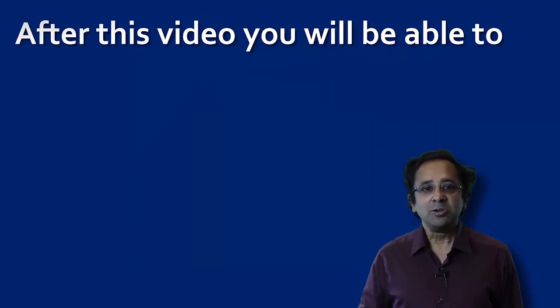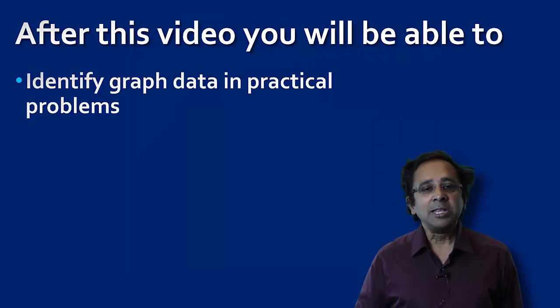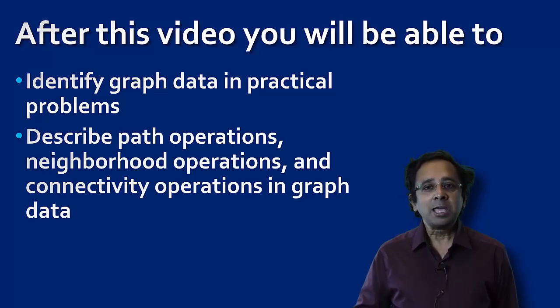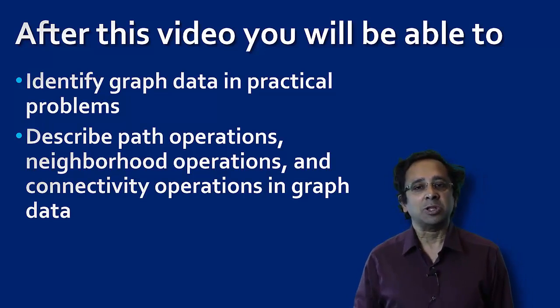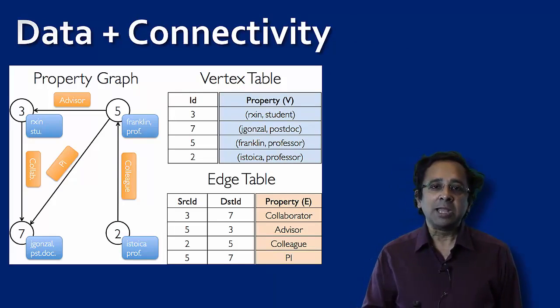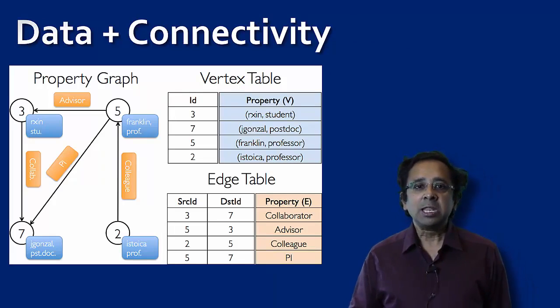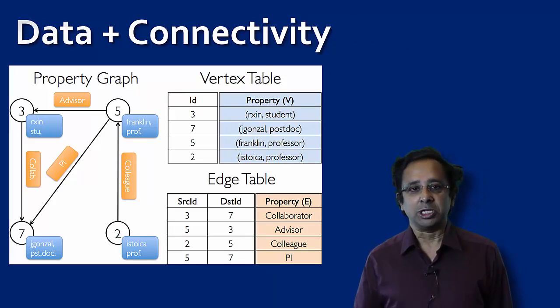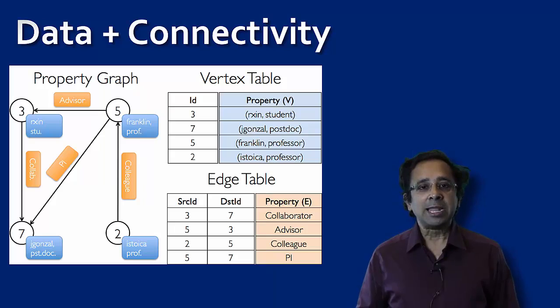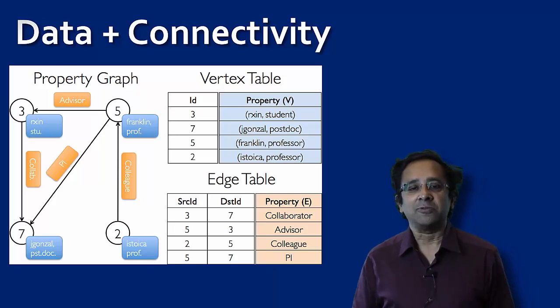So after this video, you'll be able to identify graph data in practical problems and describe path, neighborhood, and connectivity operations on graphs. Now, this specialization includes a separate course in graph analytics that provides a much more detailed treatment on the subject. Now, what distinguishes a graph from other data models is that it bears two kinds of information. One, properties and attributes of entities and relationships, and two, the connectivity structure that constitutes the network itself.